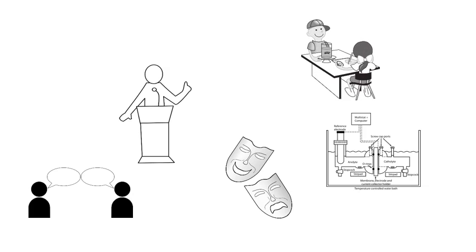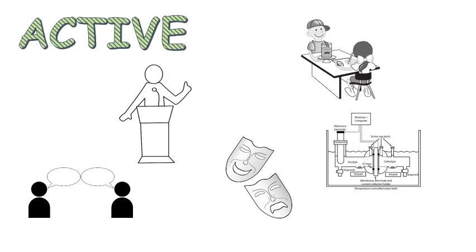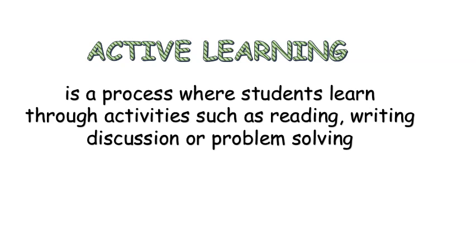Now, it probably doesn't surprise you that these activities are active learning methods of instruction. Active learning is a process where students learn through activities such as reading, writing, discussion, or problem solving. In active learning, students are engaged in doing things, and they're thinking about the things they're doing. So now we know what both passive and active learning are and how they're different. But we don't know if we learn more from one type of learning than from the other.